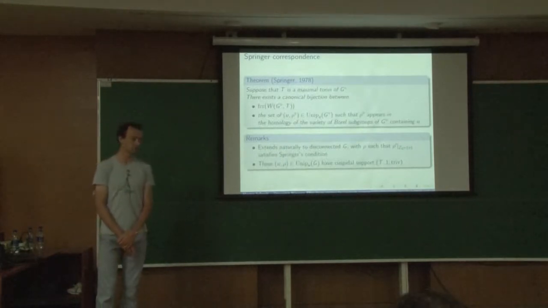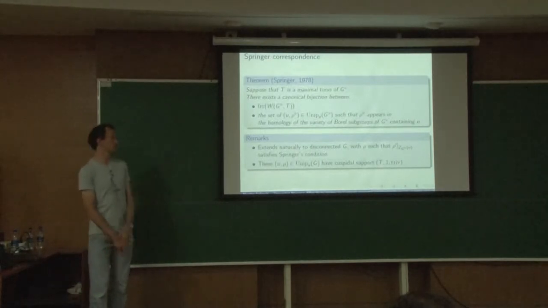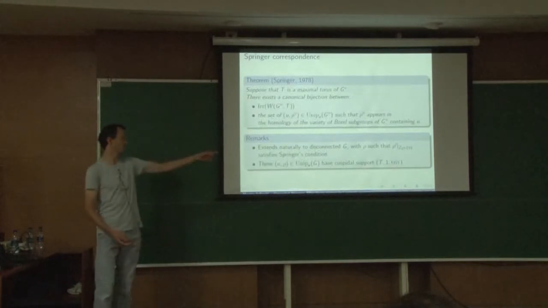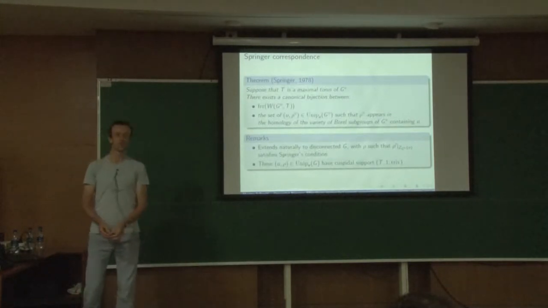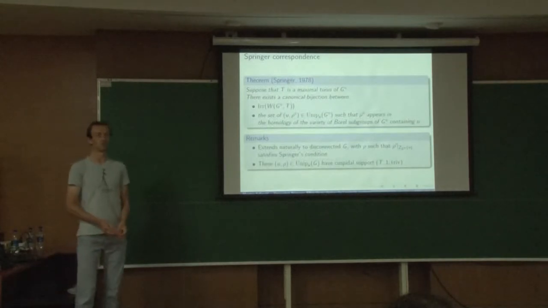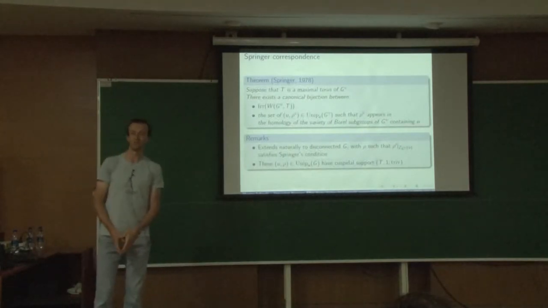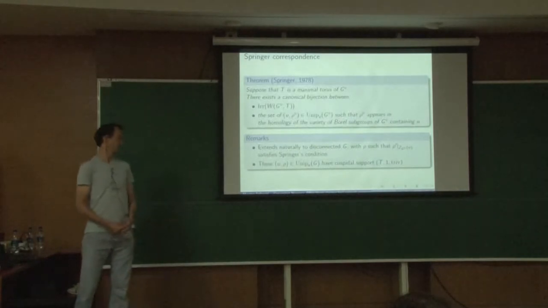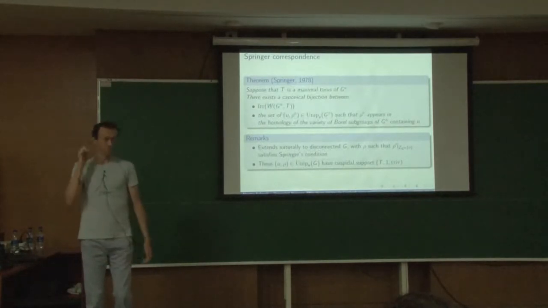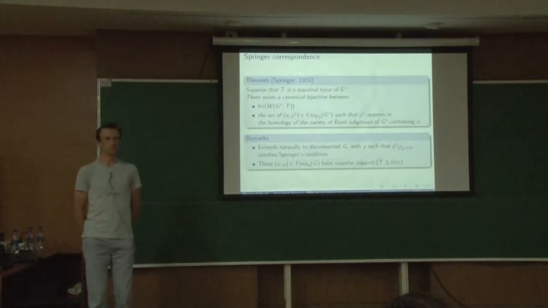This Springer correspondence can be generalized to disconnected complex groups also, only then you must specify more precisely what you mean in the condition, not that rho appears in the homology of this variety, but rather that every component of the restriction of rho to the centralizer in G0 already appears in the homology of this variety. If you do all this, then you get precisely the unipotent pairs whose cuspidal support is the torus and the one unipotent element. I hope this gives you a bit of intuition for what this cuspidal support map will do.